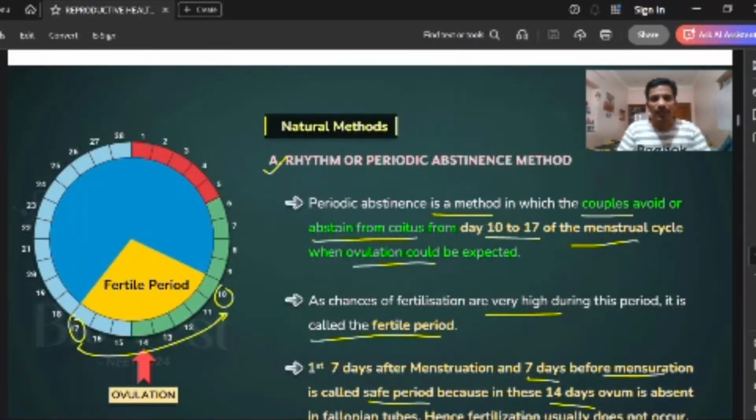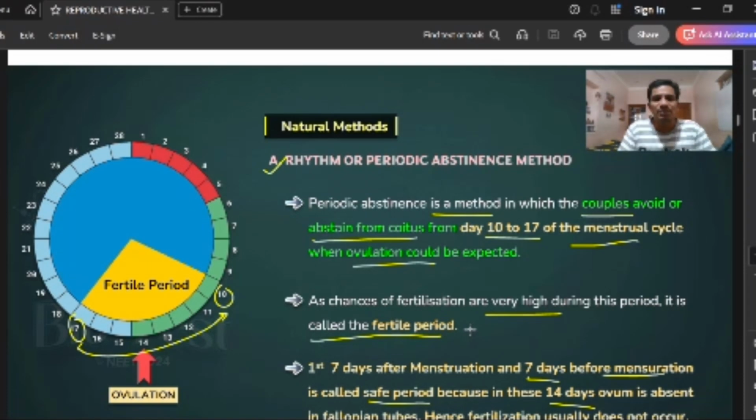Today's date is 16 December 2025. This is a continuation of yesterday's class. What you learned yesterday, the population explosion and how to control population, all the things you learned. In that, we have discussed methods of how to control conception, how to avoid conception, right?